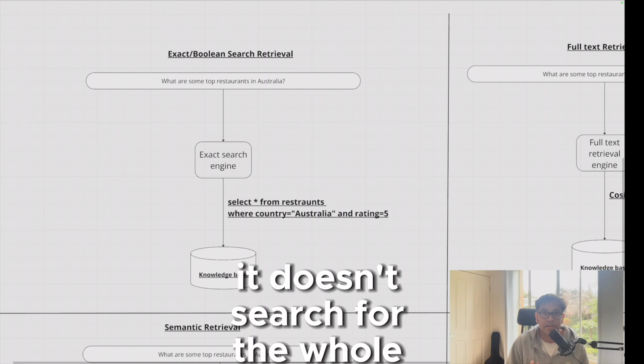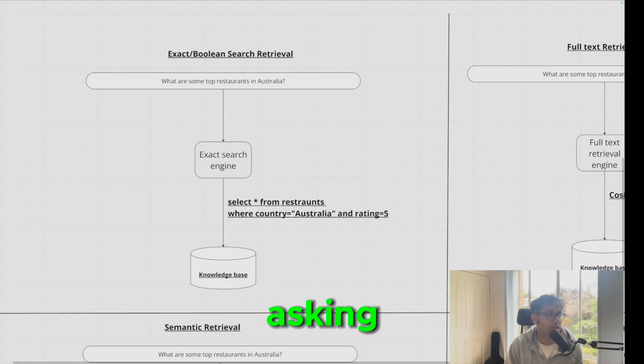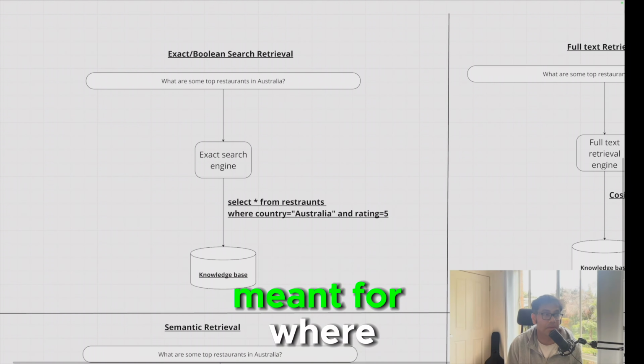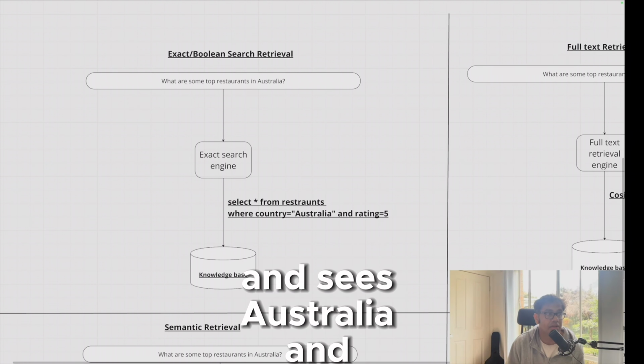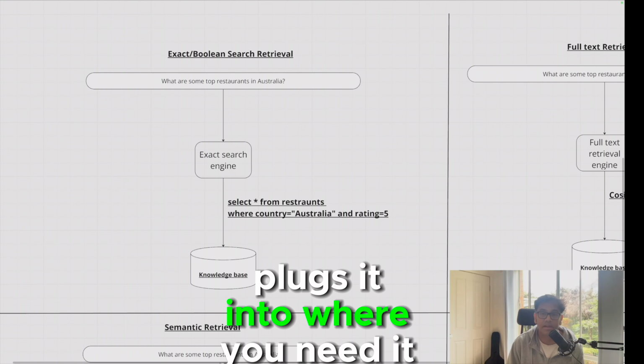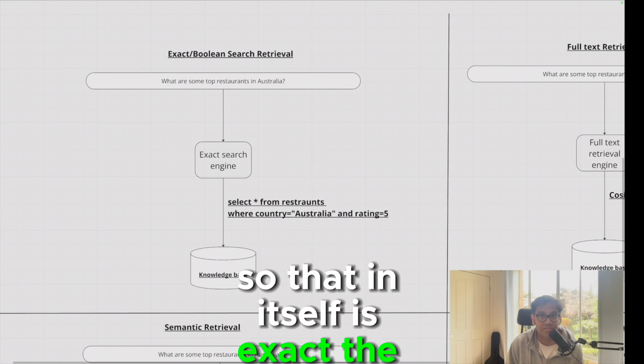It doesn't search for the whole context essentially. For example, if someone is asking what are some top restaurants in Australia, the exact search engine is only meant to look at it, convert it, see Australia and basically plug it into where you need it in a country format. So that in itself is exact or Boolean search.